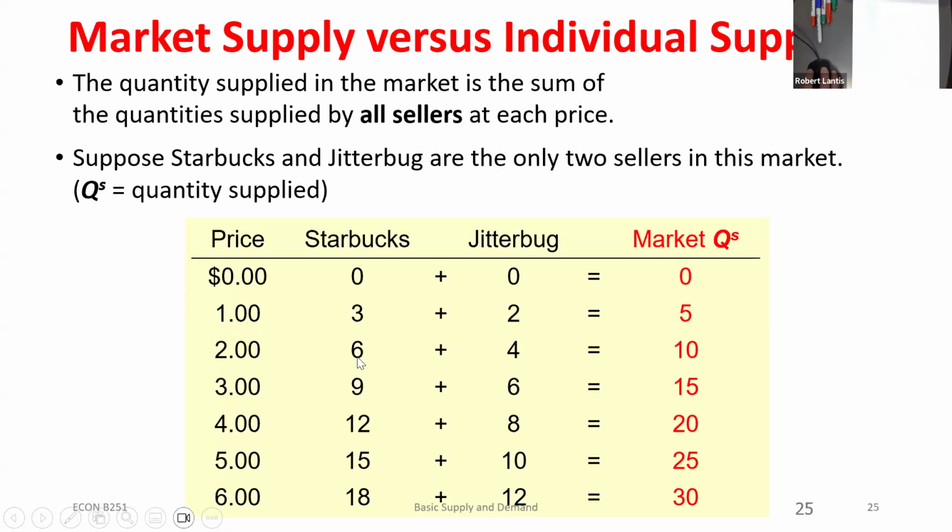And then if the price goes up to $2, what would market supply be? Just add up how much each producer is supplying. Here it would be 10, so on and so forth. So it's just like what we were doing for demand. To get market supply, we would add up every individual supply curve.